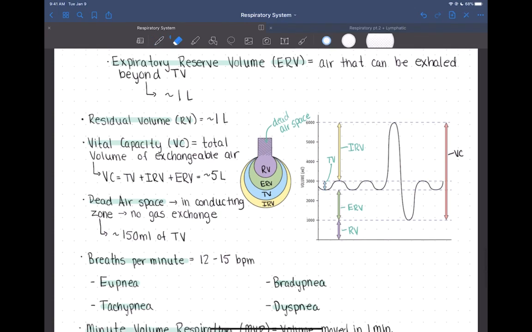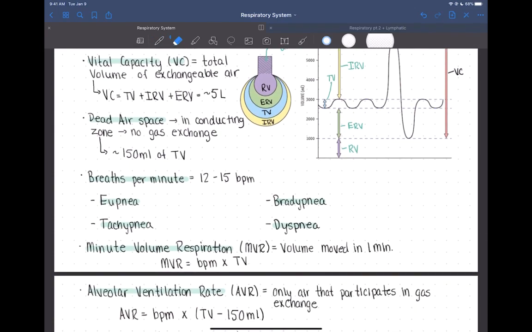All right, so then obviously we can measure breathing rate as well. So that's measured in breaths per minute, typically around 12 to 15 when you're normal quiet breathing. So normal breathing is referred to as eupnea, right? All right, and these terms refer to the rate of breathing. So this would be breathing within that 12 to 15 breaths per minute range.